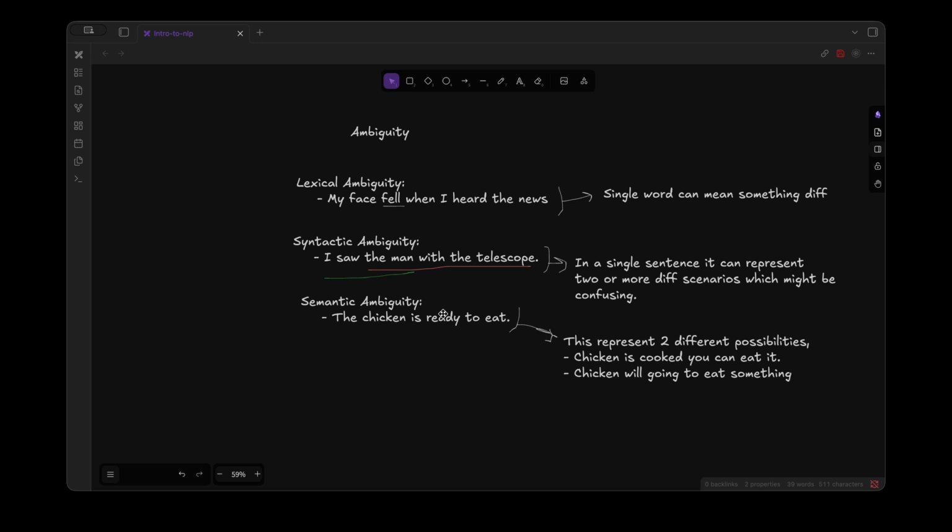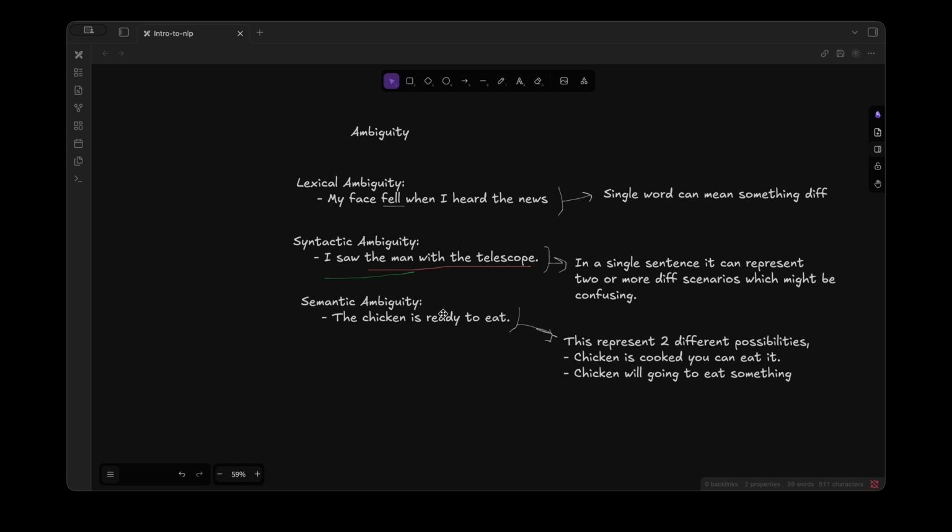If you rearrange the words or put pressure on a word a little bit, like if I put more pressure on the man, so I saw the man with the telescope, then I can say that I have the telescope and I saw the man. If I put more pressure on the telescope, then this can mean the man has the telescope, I don't have the telescope.